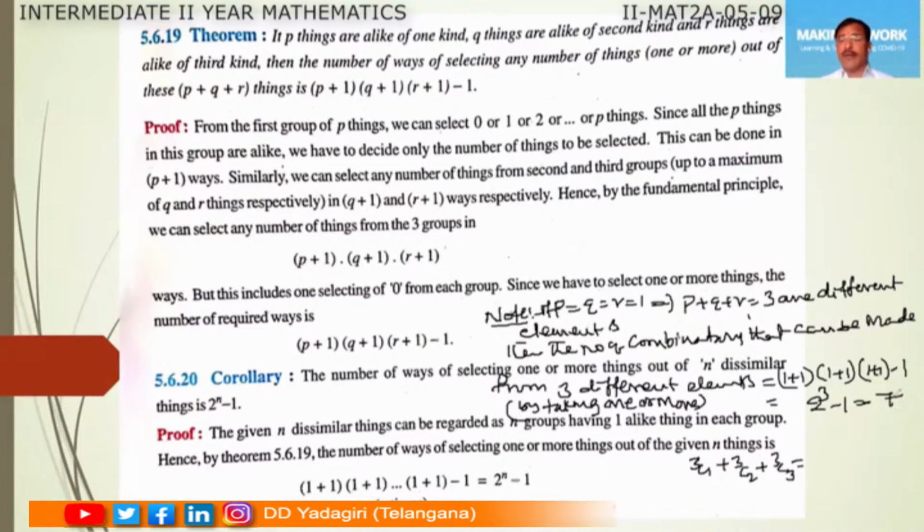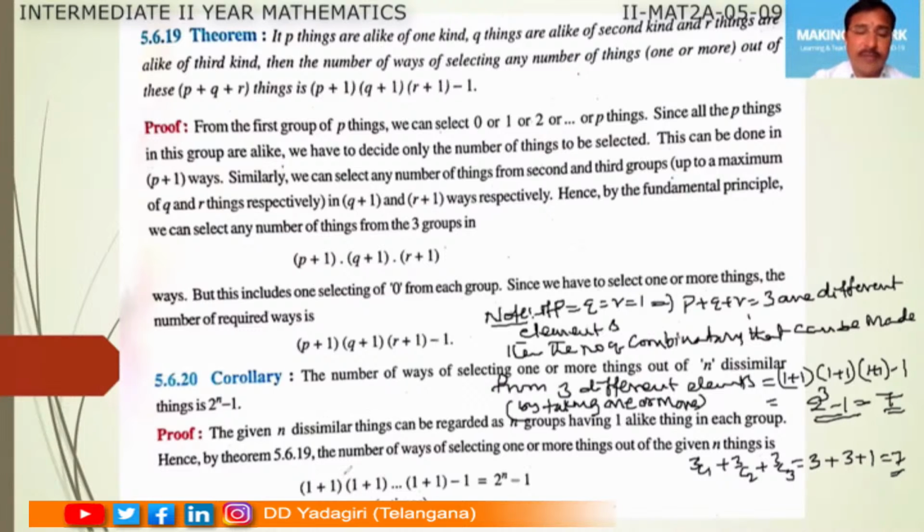Therefore, by taking one or more elements, the total number of combinations that can be made from three different things is equal to 3C1 plus 3C2 plus 3C3. So this is 3 plus 3C2 is again 3 plus 3C3 is 1. This is 7. This is equal to this one. Therefore, by using this formula, three different elements can be selected by taking one or more is equal to 2 power 3 minus 1. Now we can generalize this like this.